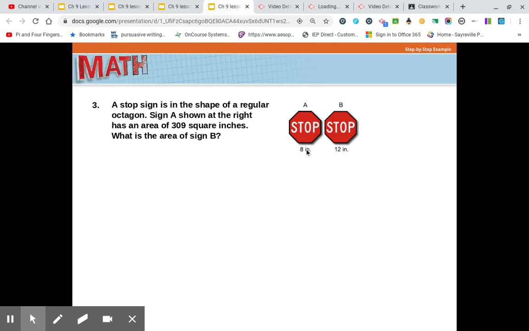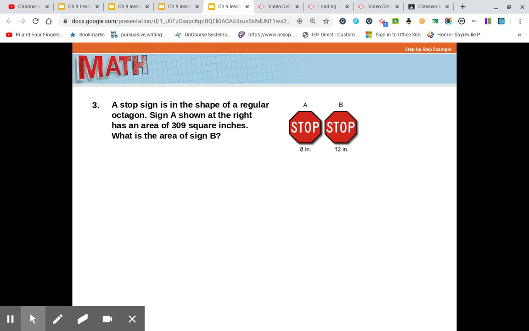So we're going to flip my page here. Sorry, I'm just reading. So what information is given to us in the diagram? The side length of sign A is 8 inches and the side length of sign B is 12 inches. So we need to find the area of sign B. The scale factor going from A to B is 1.5.